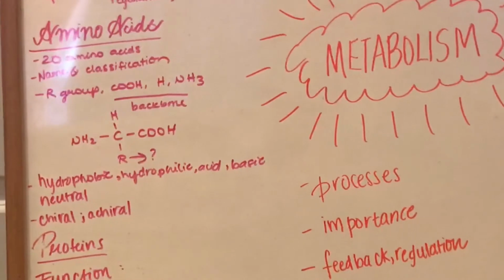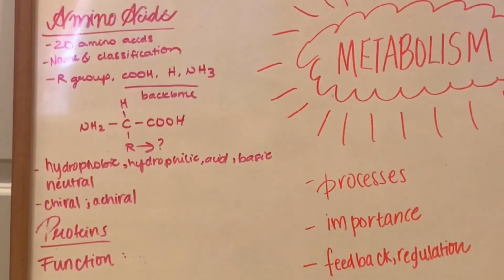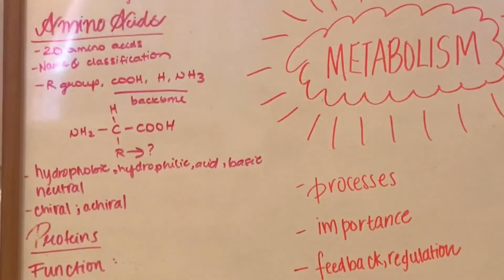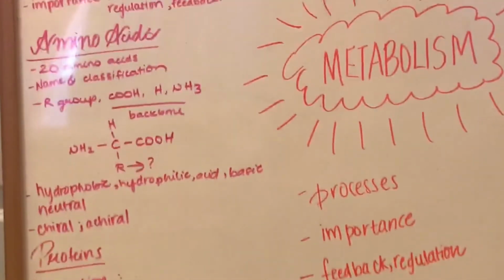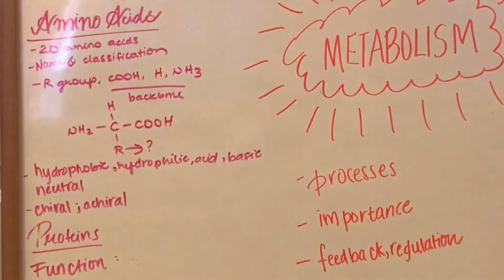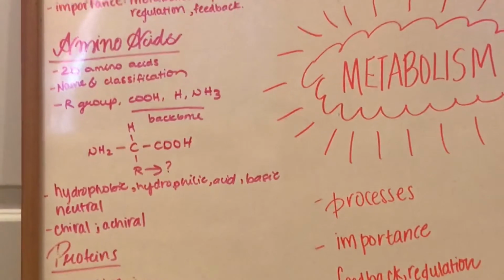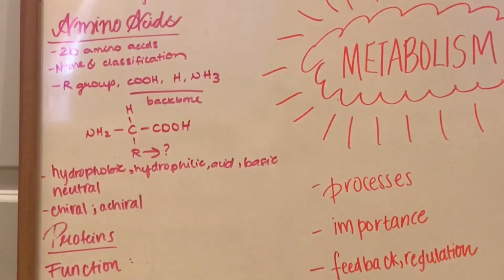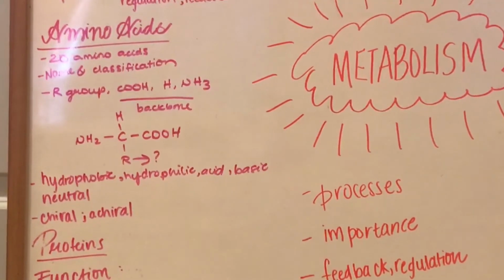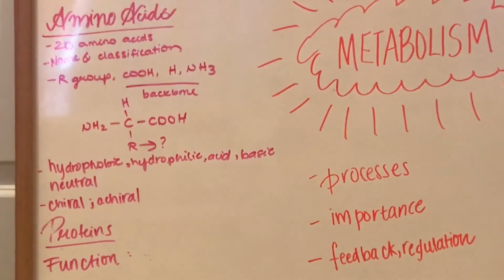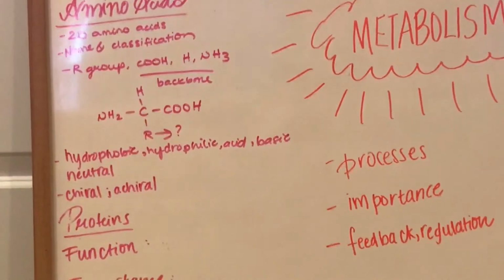There is one really special amino acid that comes under that achiral classification, and it's glycine. Glycine has an H in place of an R. So it would be C bonded to a COOH, bonded to an H, bonded to another H, and then an NH2. So this would be considered achiral.